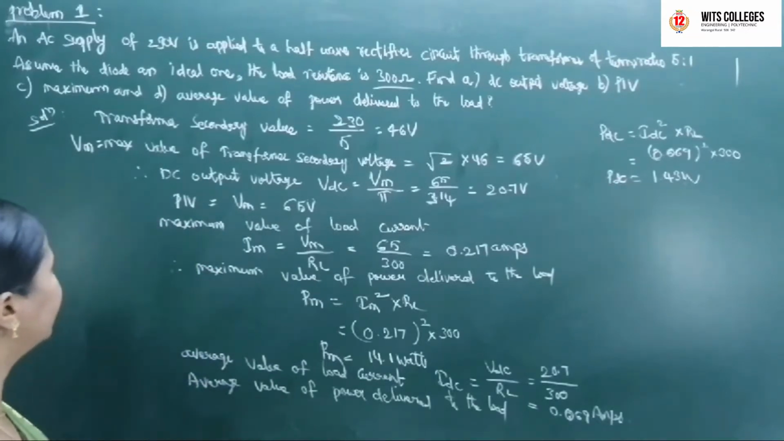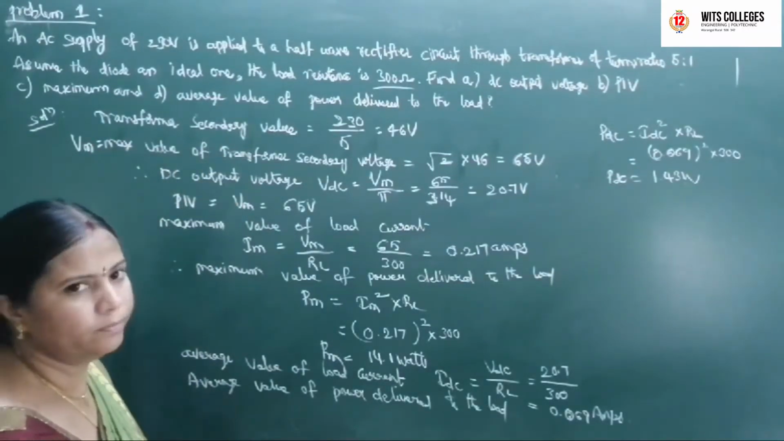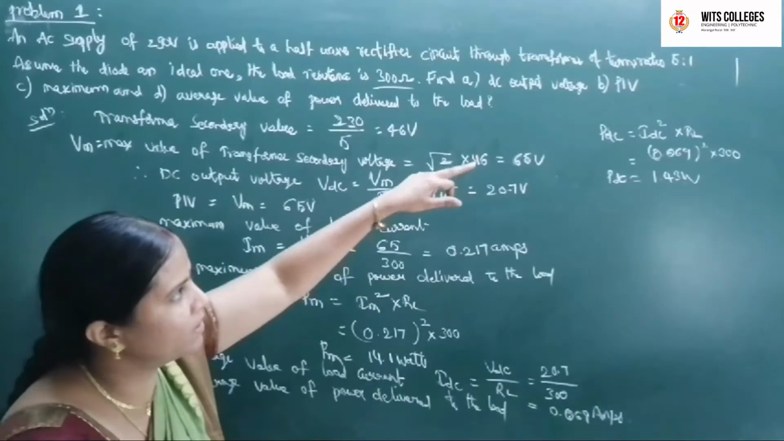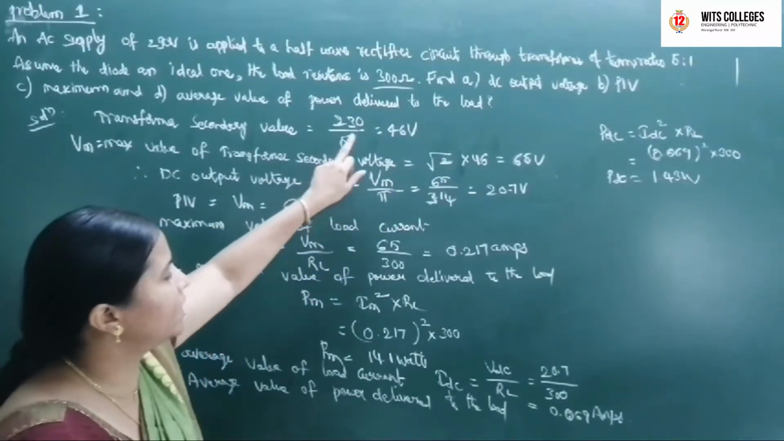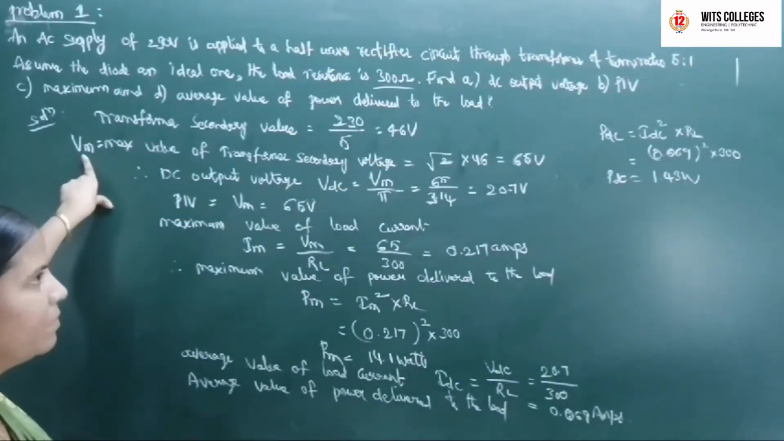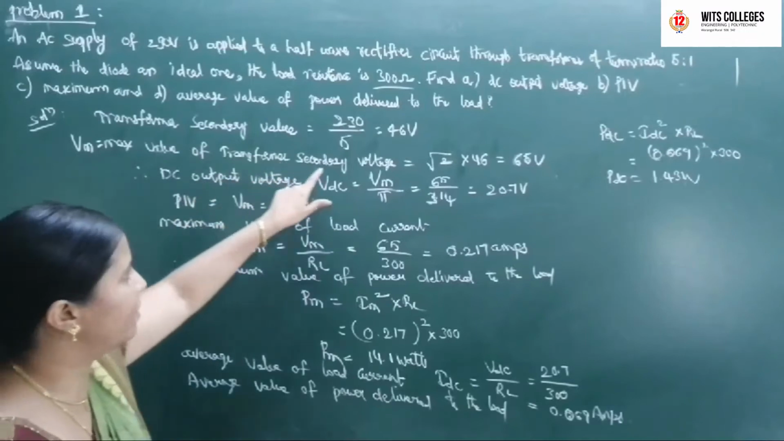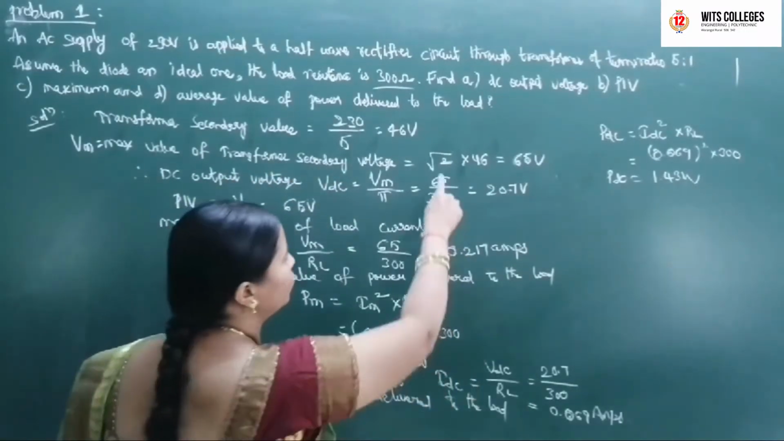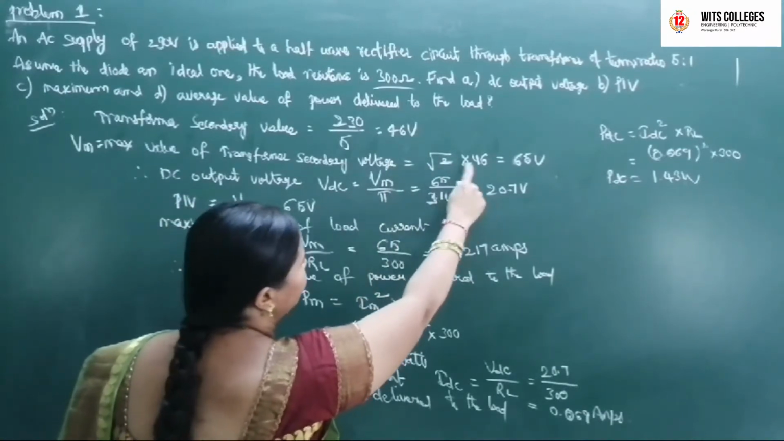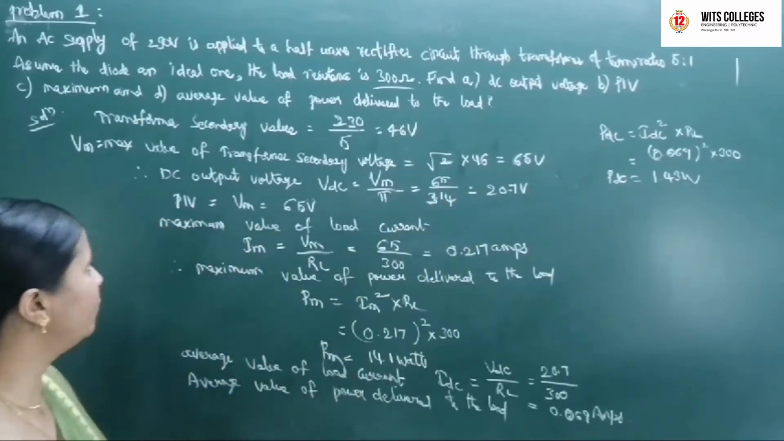First you have to calculate the transformer secondary voltage. The AC voltage is 230 and the transformer turns ratio is 5. 230 by 5 gives 46 volts. Vm is the maximum voltage, so the maximum value of the transformer secondary voltage is root 2 into the secondary voltage. Root 2 into 46 gives 65 volts.